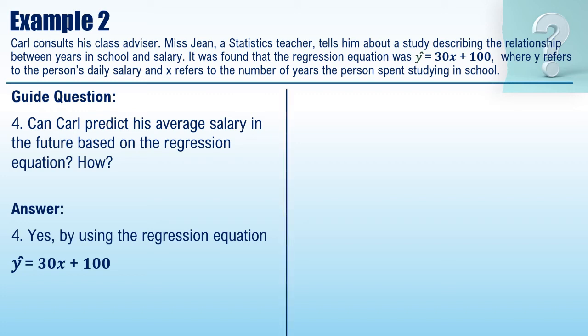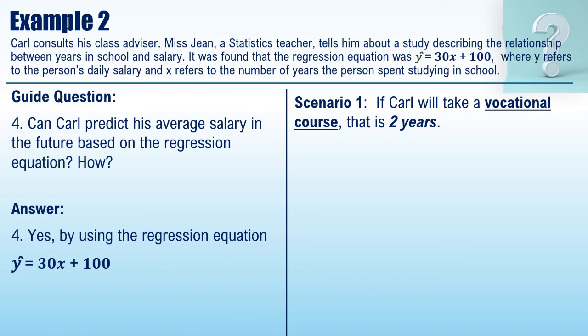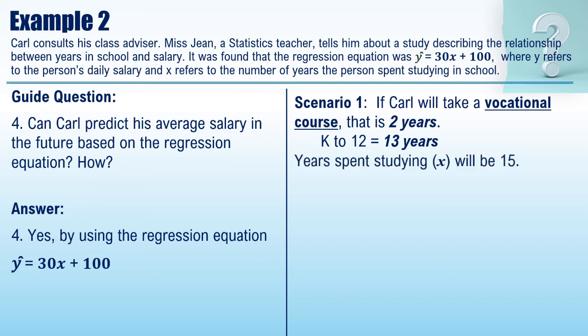Let's look at the first scenario. What if Carl would listen to his friend and take a vocational course? That is approximately 2 years. And K to 12 is 13 years: you have kinder 1 year plus grade 1 up to grade 12, that's 12 years, so you have 13 years. That will give you a total of 15 years spent in studying, or x equals 15.